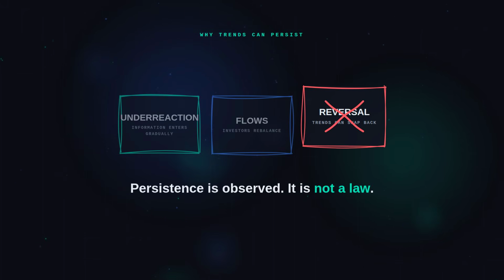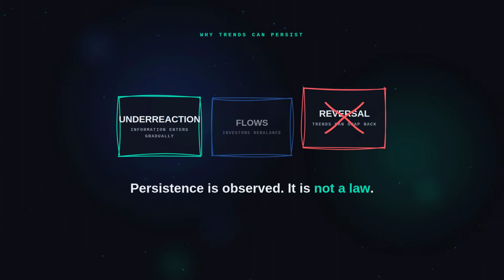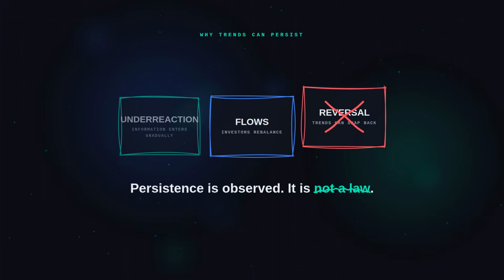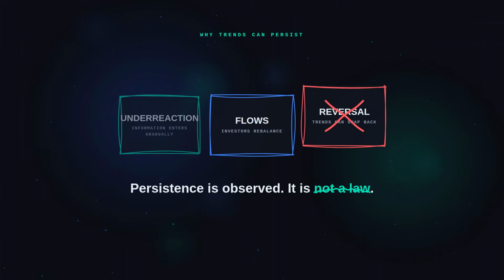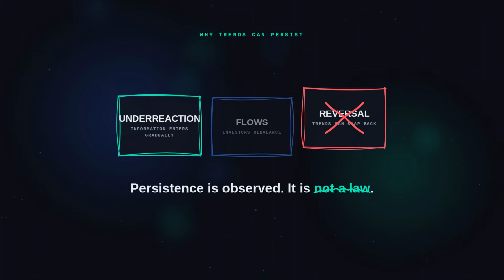Time series momentum has been observed across equity indexes, currencies, commodities, and bonds over horizons from roughly 1 to 12 months. But it is not a law. Trends reverse, and momentum can lose sharply when a crowded move snaps back.